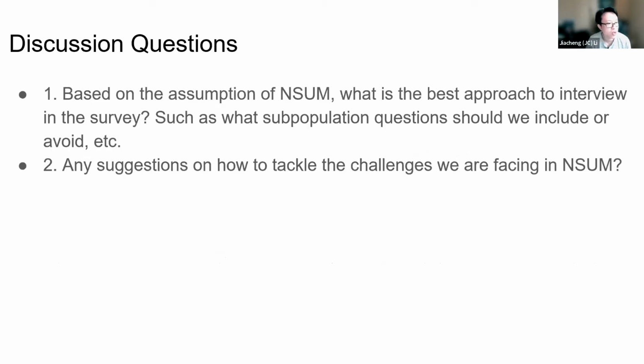So we want to discuss with you the following two questions. First, based on the assumption of NSUM, what is the best approach to interview in the survey, such as what subpopulation questions should we include or avoid based on the assumption? Another is, are there any suggestions on how to tackle the challenges we are facing, just mentioned on the last slide? Any questions or suggestions are welcomed.